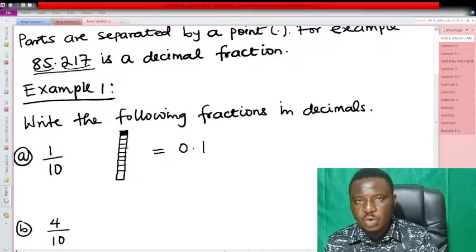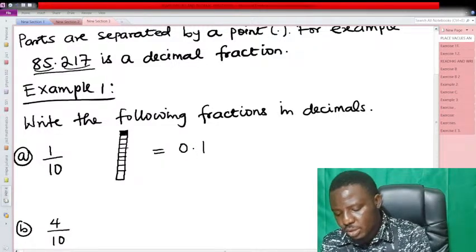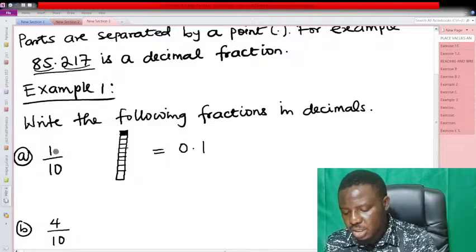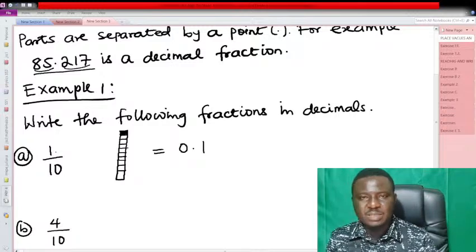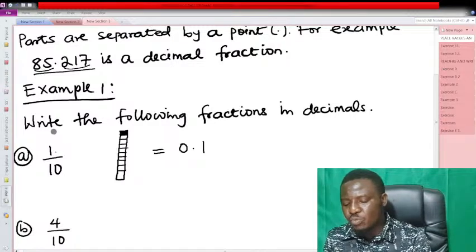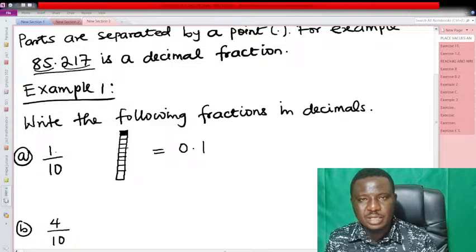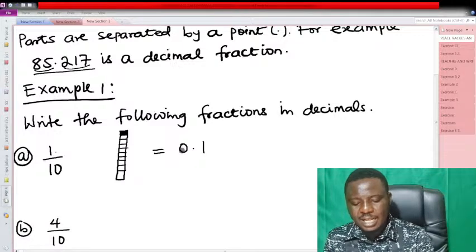And 1 divided by 10 can be written as 0.1. Any number you are dividing by 10, like I said in the previous class, it is assumed that this is 1.0 and the decimal point is at this point. Dividing it by 10, you move it one place to your left, and that gives you 0.1.